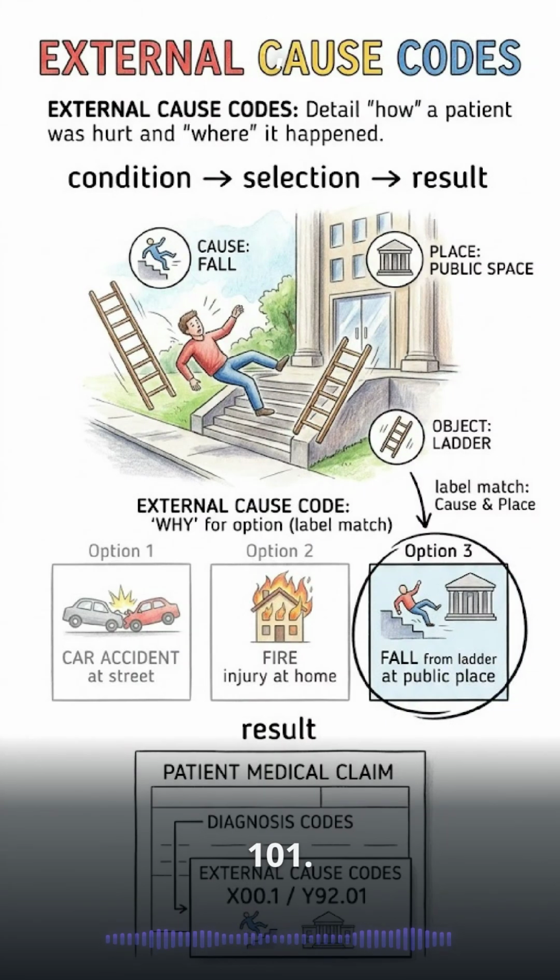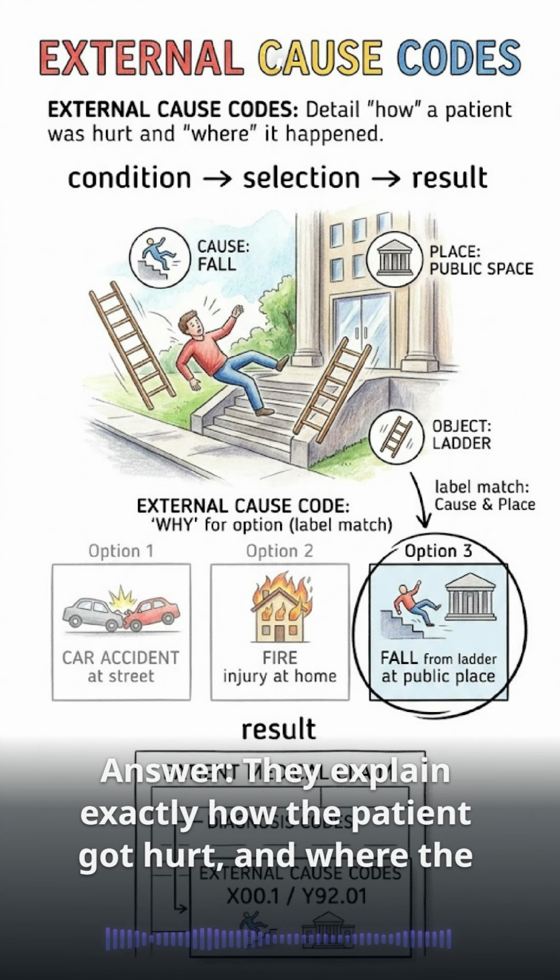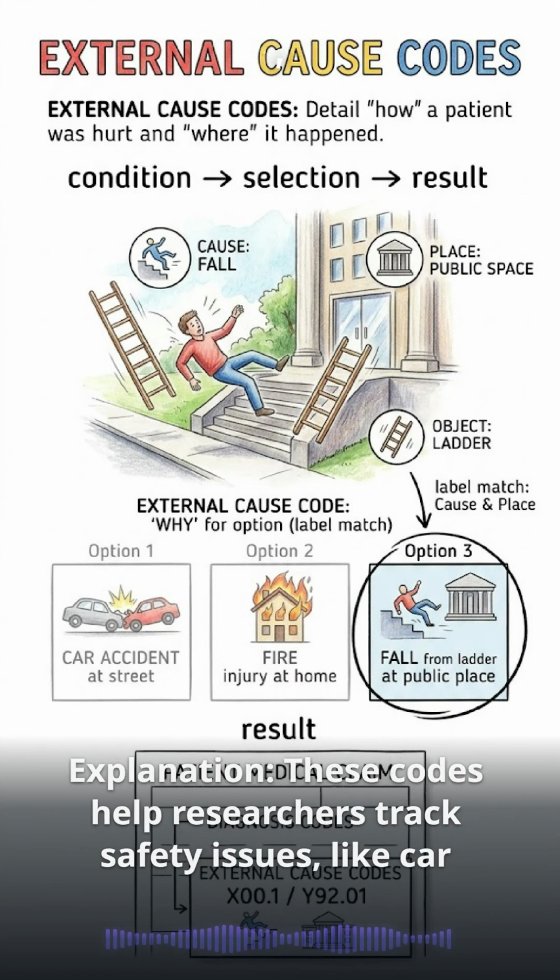101. What information do external cause codes provide on a patient medical injury claim? They explain exactly how the patient got hurt and where the accident took place. These codes help researchers track safety issues, like car accidents or dangerous workplace falls.